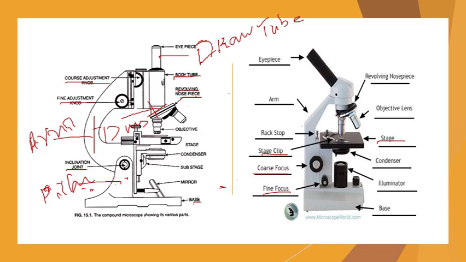So in addition to this we have a condenser here. This one is a condenser adjustment knob, and above the condenser adjustment knob here we have an iris diaphragm. So this is a diaphragm. These are all parts that are indicated by a red line. These are all mechanical parts of the microscope.